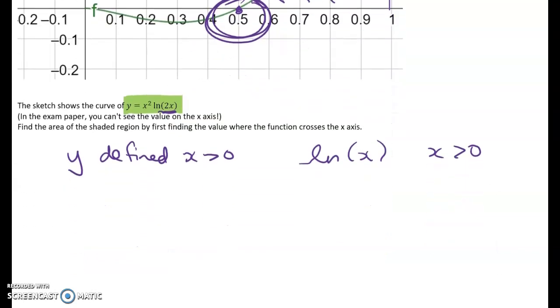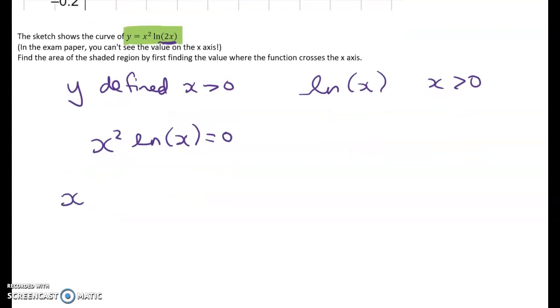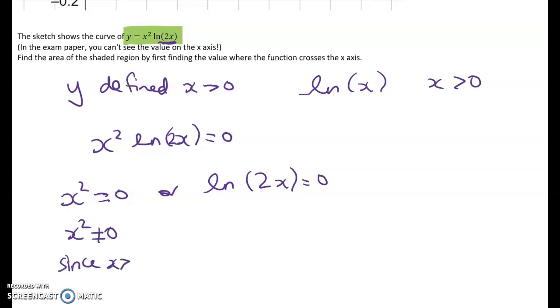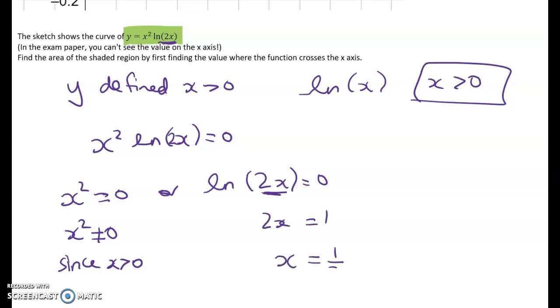So what do we want to do to find where y is equal to 0? Well, we're going to set x squared natural log of 2x equal to 0. So we either have x squared equals 0, or the natural log of 2x must equal 0. But x squared can't be 0 because x has to be positive for this function to exist. That leaves us with the natural log of 2x equals 0, which means that 2x must equal 1, giving us x is equal to 1/2. Okay, so now we're good to go.